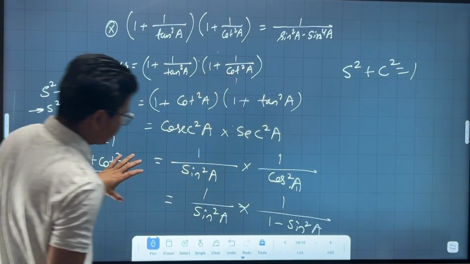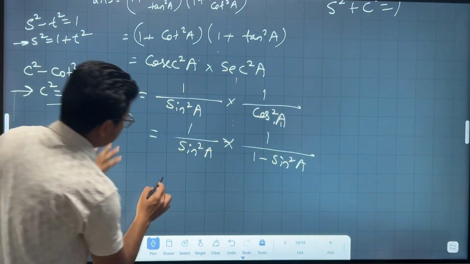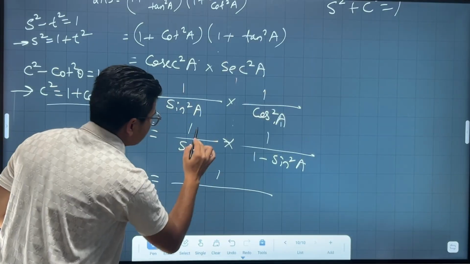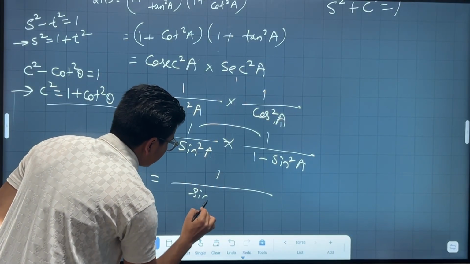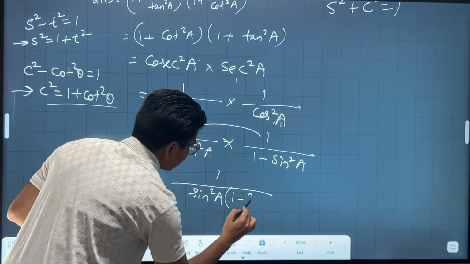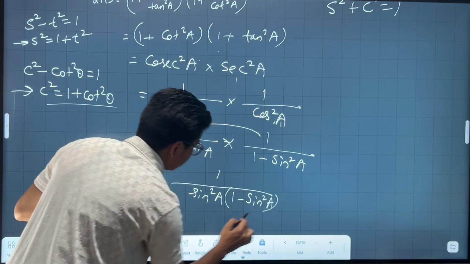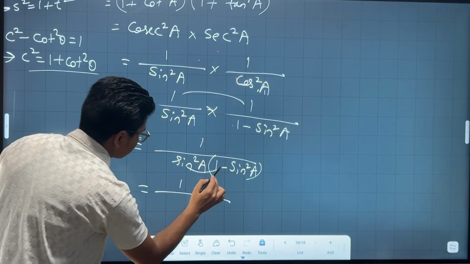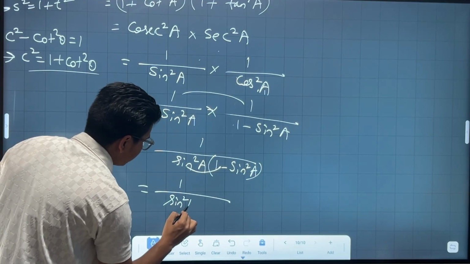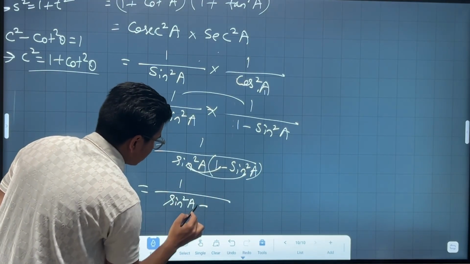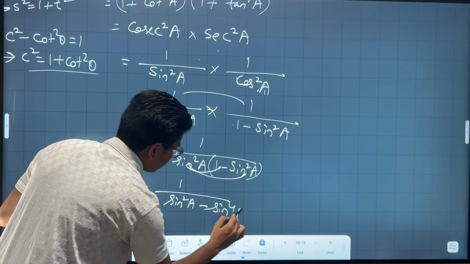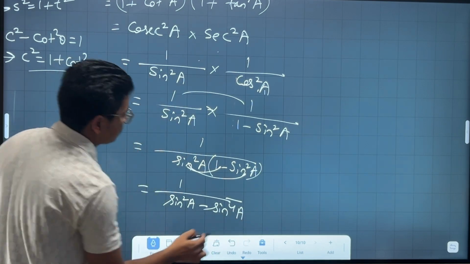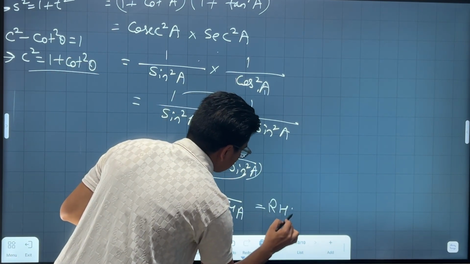Then just multiply these two now. Just multiply it. If you multiply this 1 into 1 divided by sin square a, 1 minus sin square a, then open the bracket, then you will get the answer. 1 divided by sin square a into 1 minus sin square a will become how much? 4a. I think this is what you have to prove. This is equals to right hand side, hence proved.